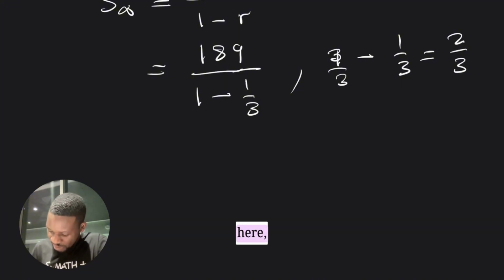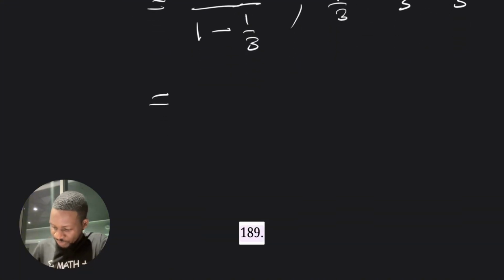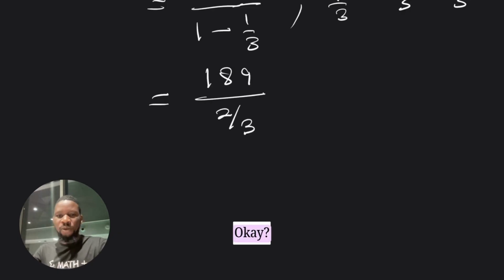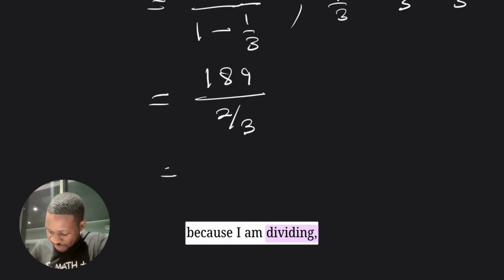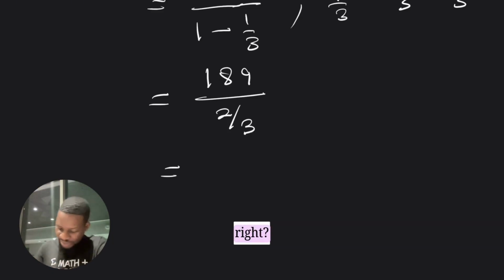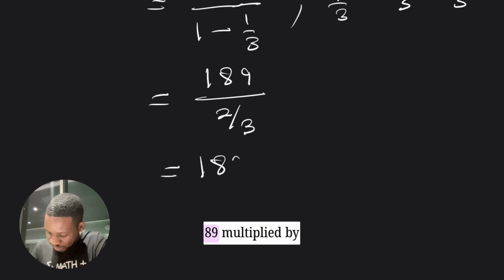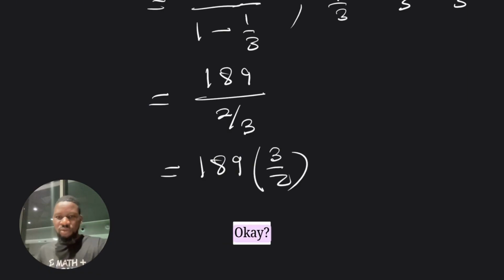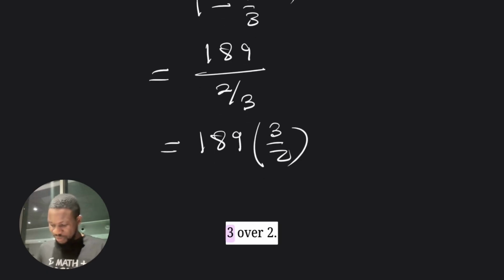Okay, so here this reduces to 189 divided by 2 divided by 3. Okay, but because I am dividing, I will multiply and flip, right? So this is 189 multiplied by 3 over 2. Okay? 189, 3 over 2.